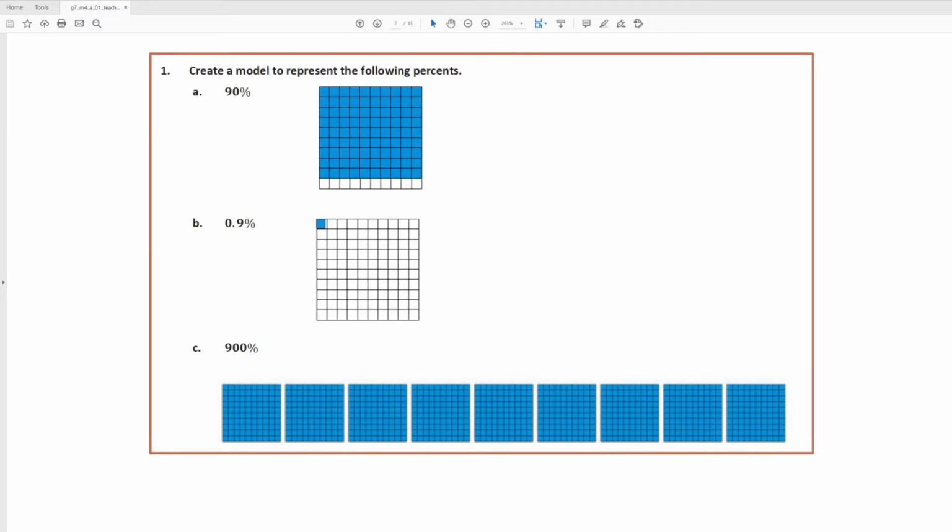All right, so number one said to create a model to represent the following percents. So really they were just looking for you to draw basically some sort of grid like this, or like a bar or something. So what they've done is they've drawn 100 boxes and colored in 90 of them. That's totally fine. You could have done, say, a bar.